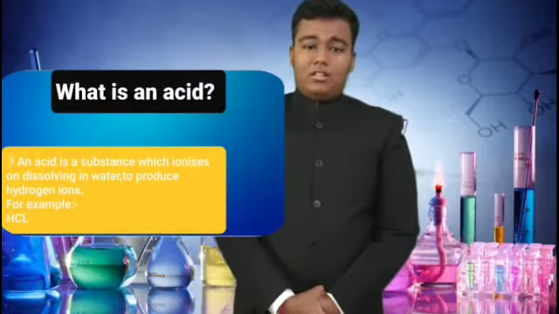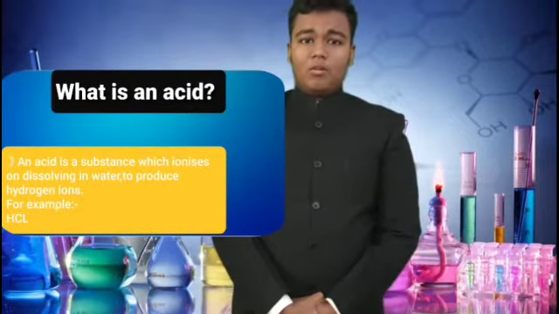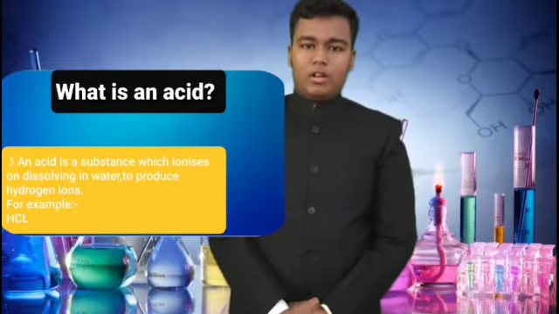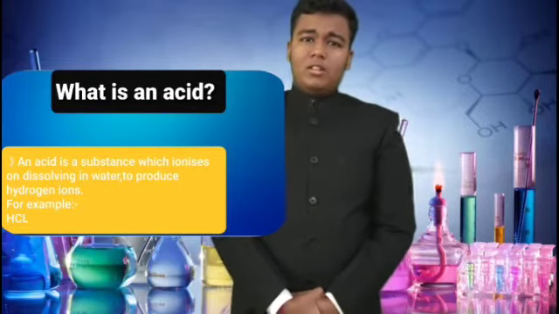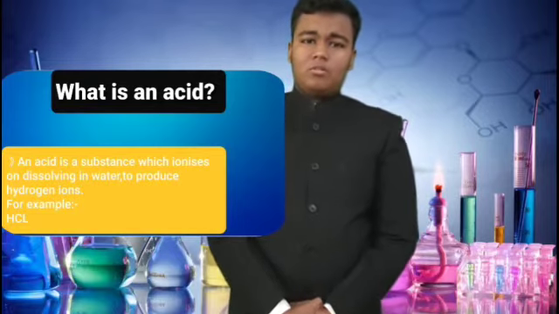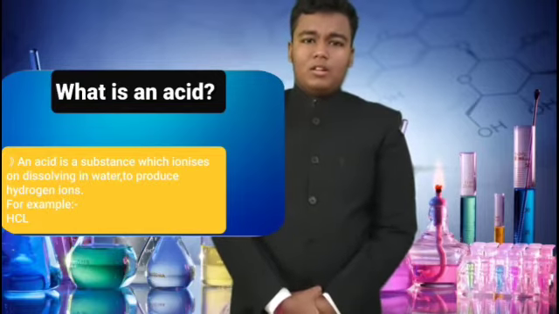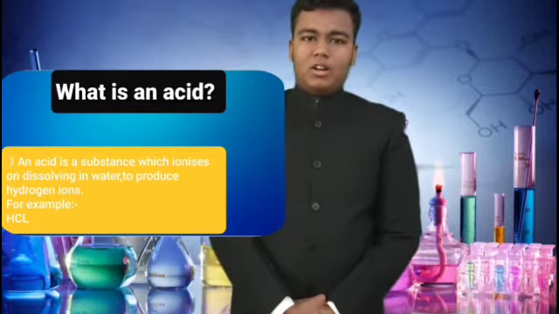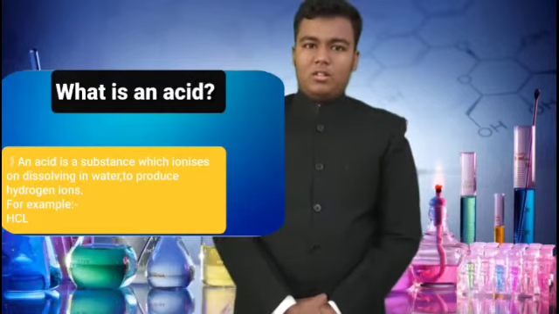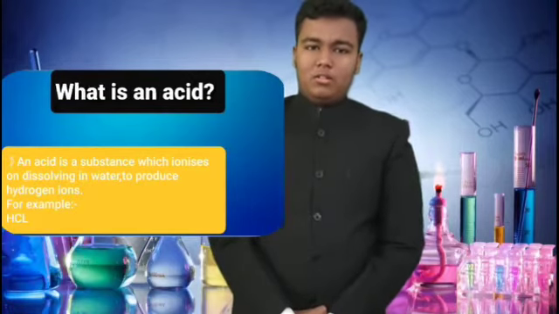Well friends, what is an acid? An acid is a substance which, when dissolved in water, produces hydrogen ions. Now taking an example from our body itself, in our body HCl is present, that is hydrochloric acid, which helps in digestion. So this is what an acid is.